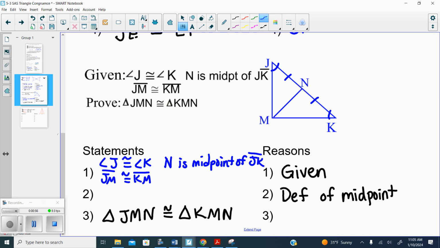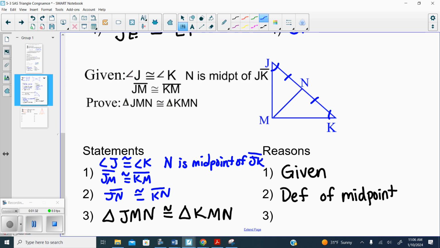Anywhere in my proof at this moment, does it say JN is congruent to NK? It's got to go in there. So JN or NJ, I don't care. I'm not picking on that one. It's congruent to either NK or KN. I don't have to be picky there. By definition of midpoint. Because it had the word midpoint up there, you know that's got to be a reason.